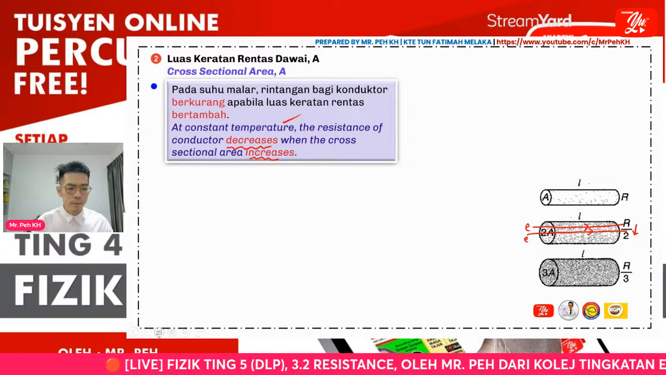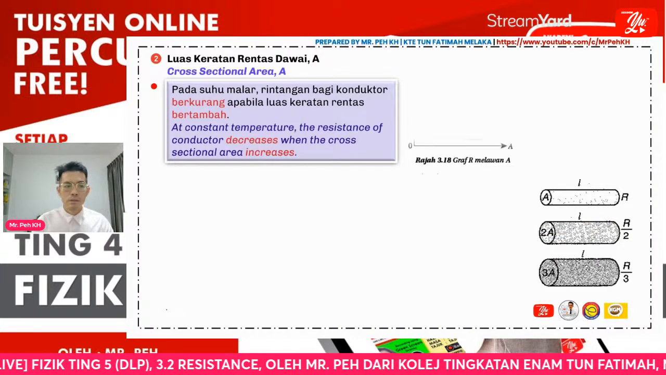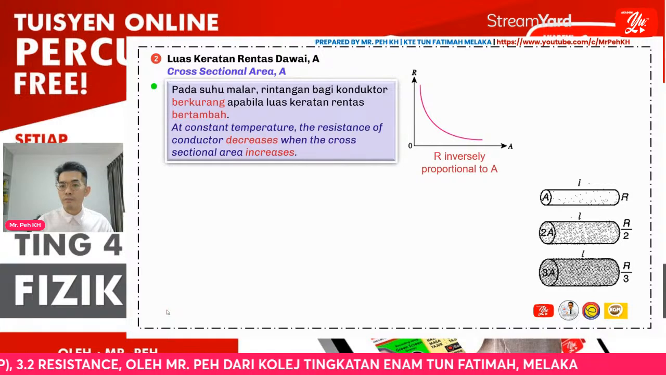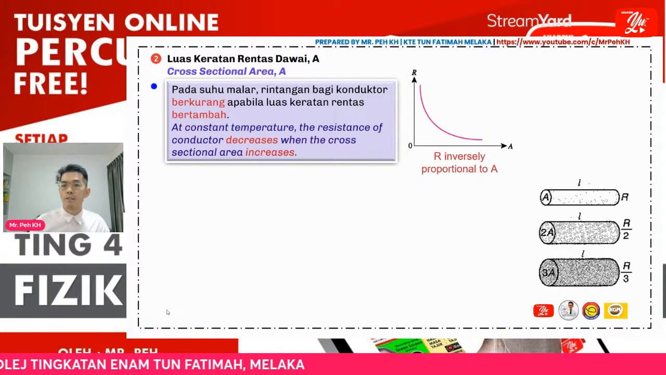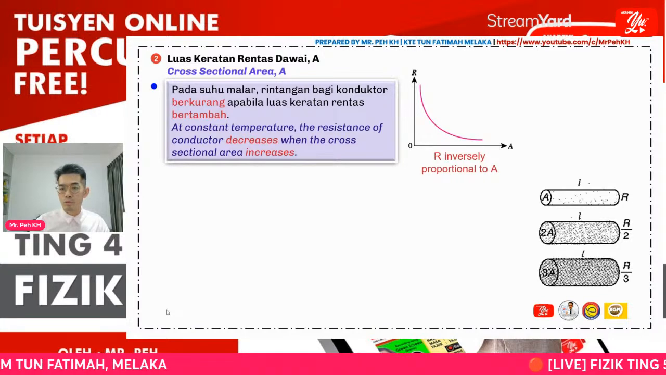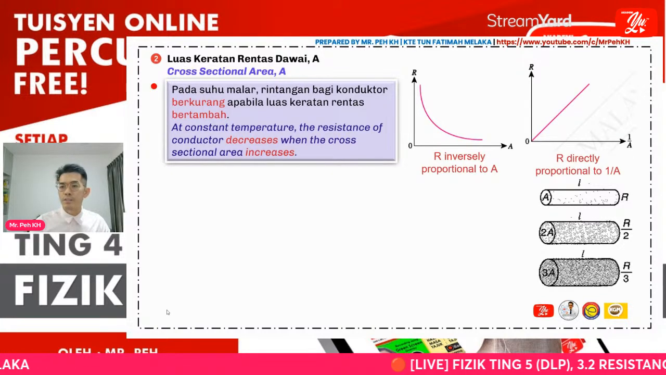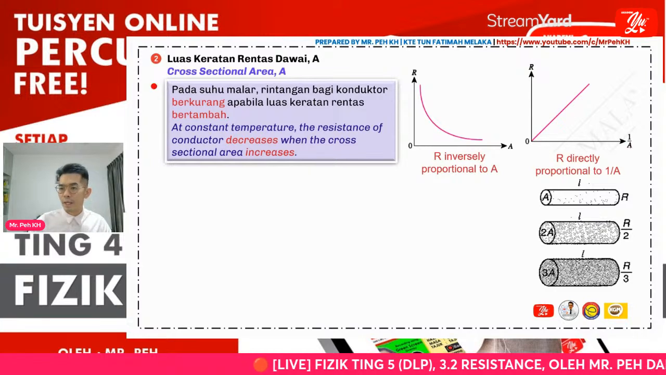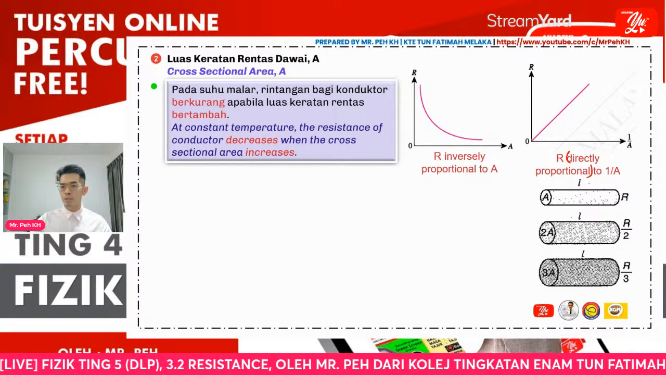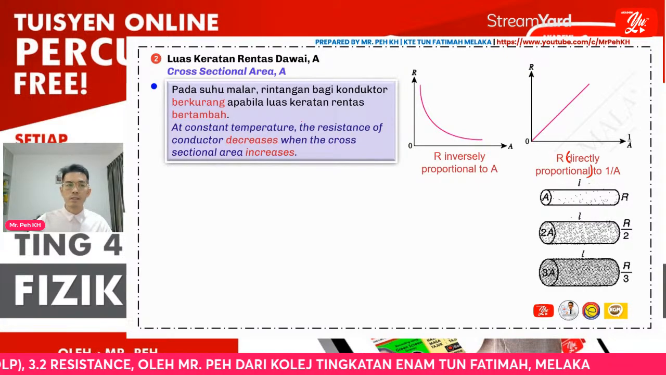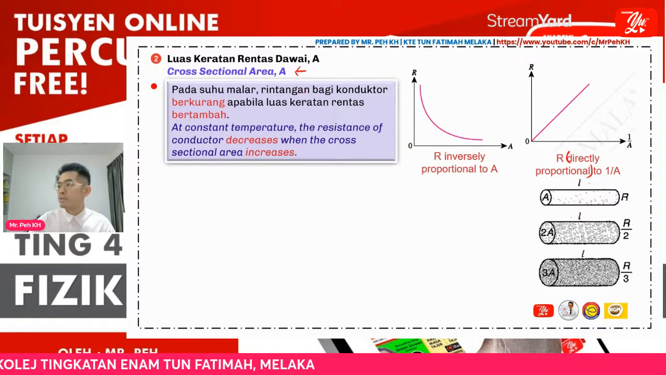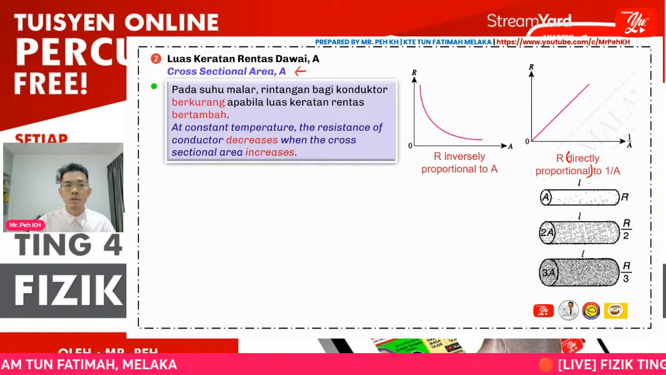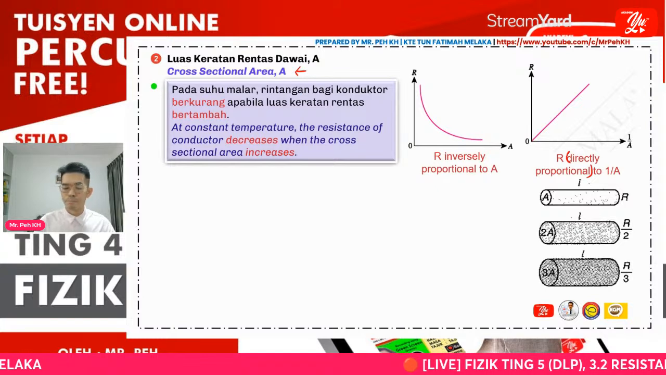Okay, so here the next will be the graph you are expected to draw for your Paper 3. R against A, they will be inversely proportional, or the question might ask you to plot R against 1 over A. So R will be directly proportional to 1 over A. These two types of graph show the same relationship between the cross-sectional area and the resistance.